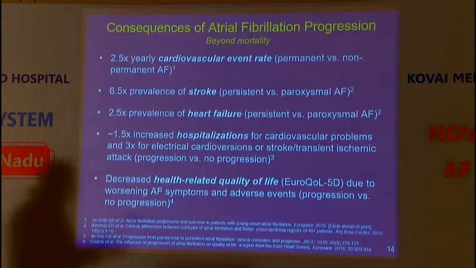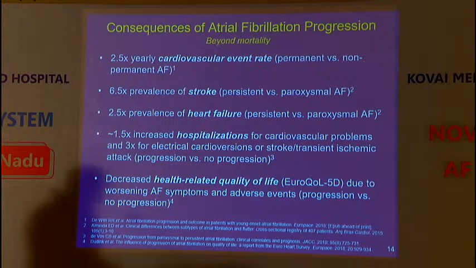So what happens? Beyond mortality, we know definitely there is an increase in mortality. You see, there is a 2.5-fold increase in the cardiovascular event rate when you compare permanent with paroxysmal AF. 6.5-fold increase in the risk of stroke. Around 2.5-fold prevalence of heart failure. Close to 1.5-fold increase in risk of hospitalization for cardiovascular problems. And more than 3-fold increase in electrical cardioversions or stroke or TIAs. Overall, the quality of life significantly decreases in the patient who moves from paroxysmal to persistent form.